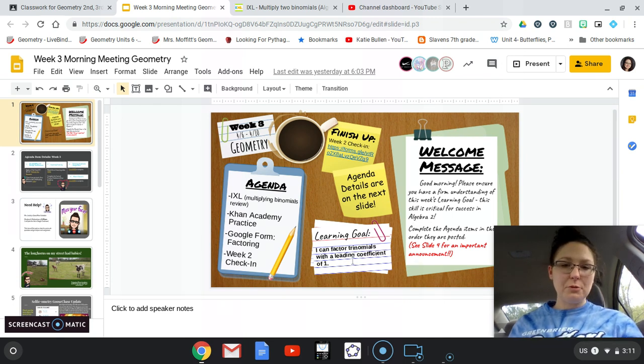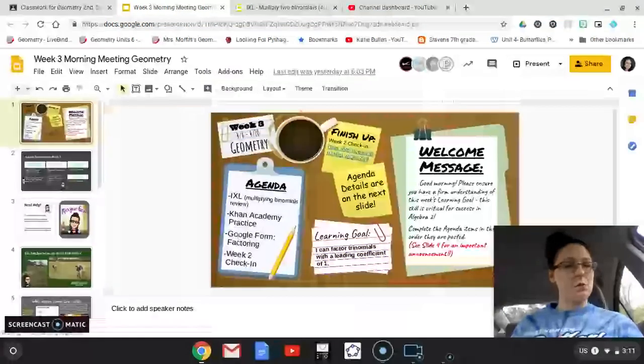This week we're going to be looking at factoring trinomials that have a leading coefficient of 1. To start out on the agenda, we're going to do an IXL multiplying binomials review, Khan Academy practice, and then a Google form for factoring. These are the 3 main things that you're going to focus on to gauge your understanding of this learning goal. This is our target. These are the things that are going to get you there.